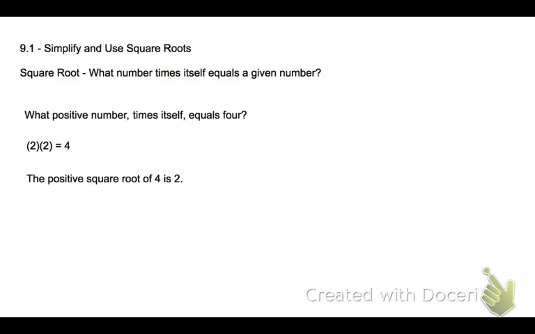If I wanted to show this exact same idea using mathematical notation, I would use this symbol. This symbol is the positive square root. So if I wanted to know what positive number times itself equals 4, I would write that question this way. What is the positive square root of 4? And since I know that 4 is the same thing as 2 squared, that means that 2 is the positive square root of 4.